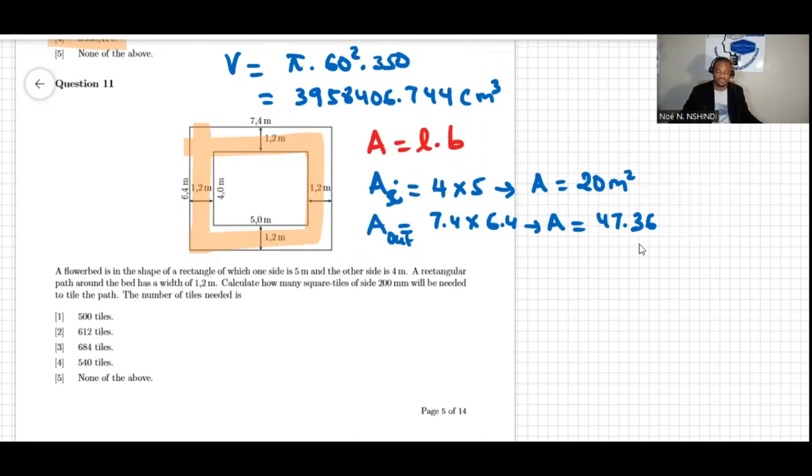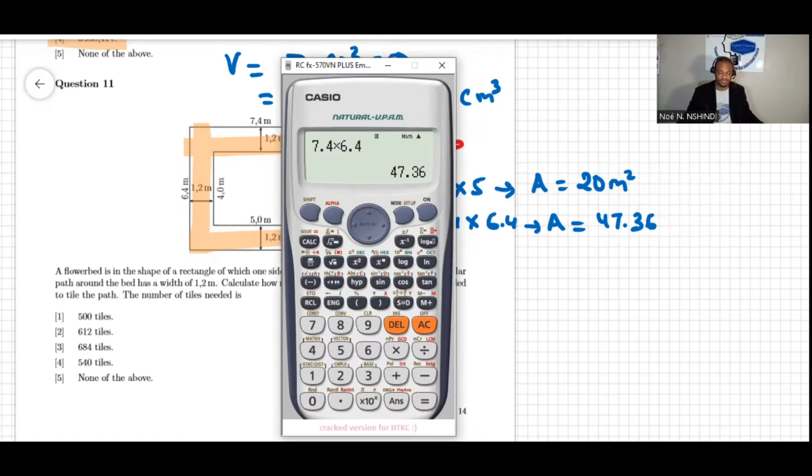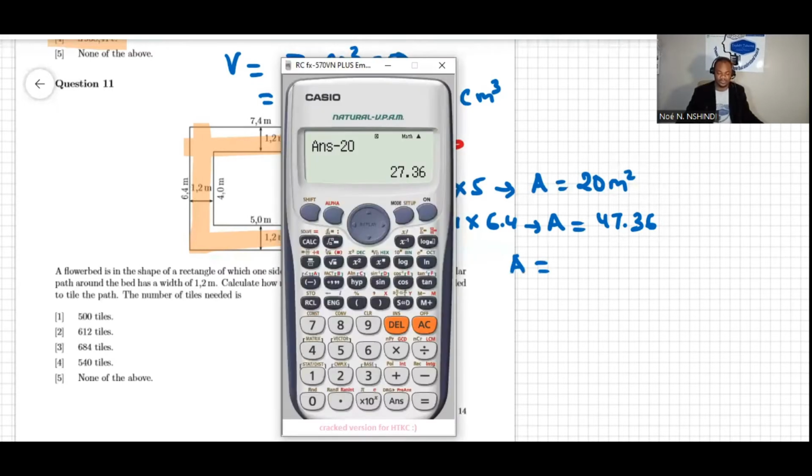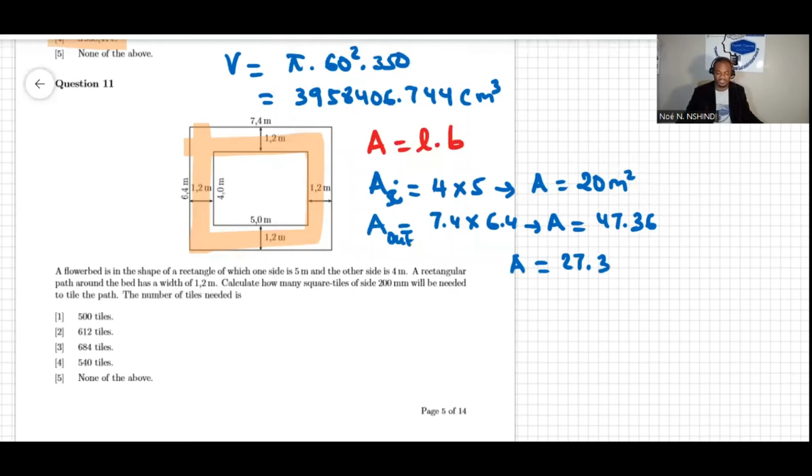Now, to find this space here, how much space is here? I want to do 47.36 minus 20. So 47.36 minus 20 equals, and that makes the area of the space that we're looking for equal to 27.36 meters squared.